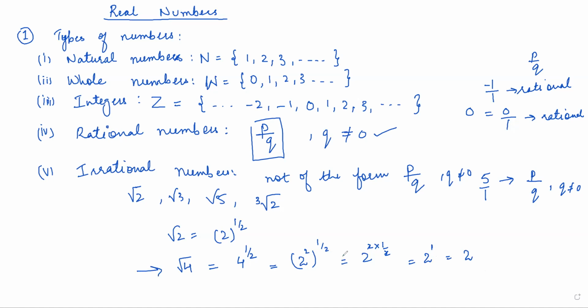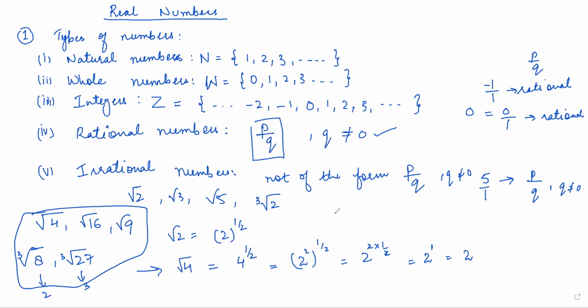Understood? So the numbers which are perfect squares, if I write them under a square root, for example, under root 4, under root 16, under root 9, they will not be irrational. And if I write, for example, cube root, the numbers which are perfect cubes, for example, 8, 27, cube root 27 will give you 3, this will give you 2. So they will not be irrational.